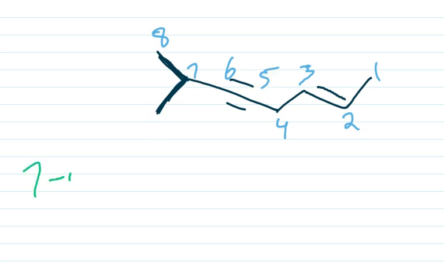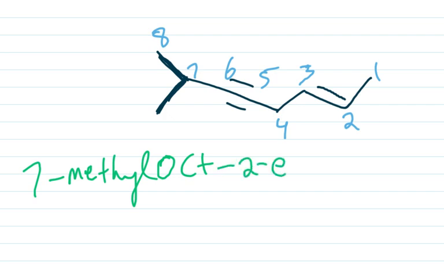So if we name this, it would be 7-methyl, and because it's 8 carbons long, this carbon chain would be oct. But then we have to be careful, and we can't finish off by saying octene because we don't just have a double bond, we have a triple bond now too. So first you indicate where the double bond is. So it'd be oct dash 2 dash, just the E and the N. So that's still, it's not ene, it's just the E and the N.